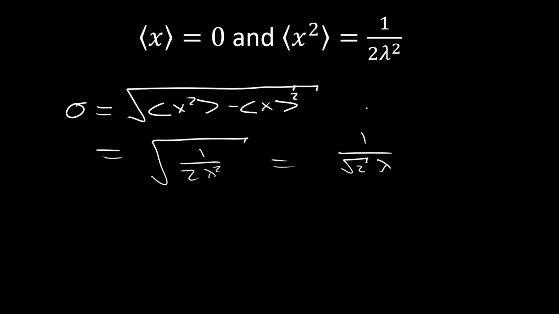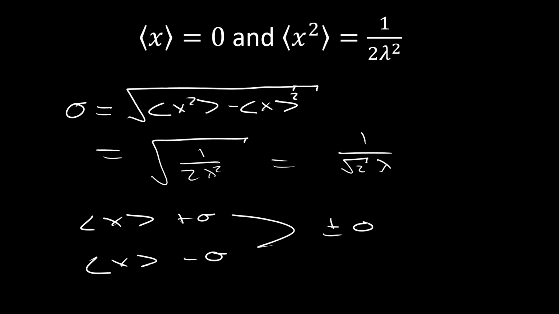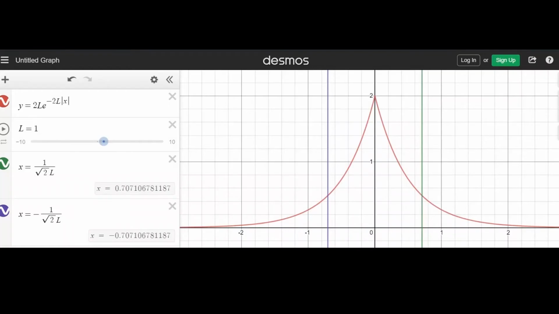When we go ahead and plot sigma, we're going to be plotting sigma as the expectation value of x plus sigma, and then the expectation value of x minus sigma. X in both of these cases is 0, so we're just going to have plus or minus sigma when we plot it. If we take our result for sigma and go ahead and plot it, we end up getting this result right here. You can see our wave function in red from before.